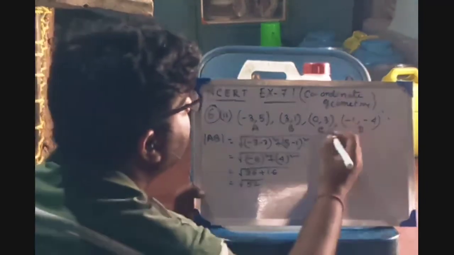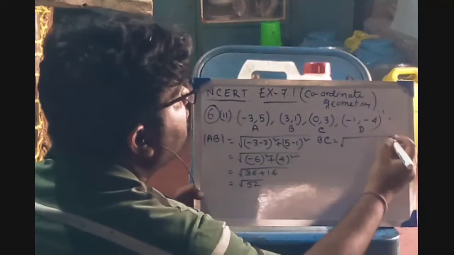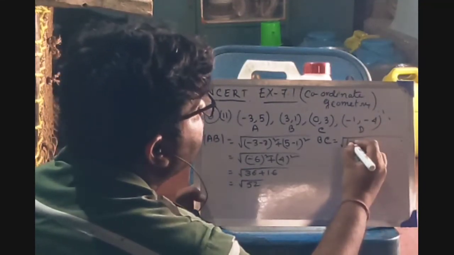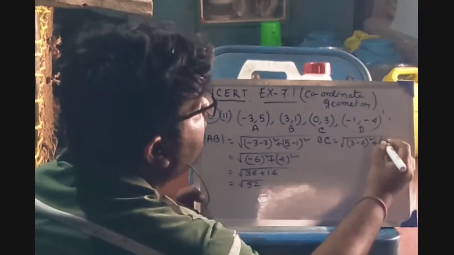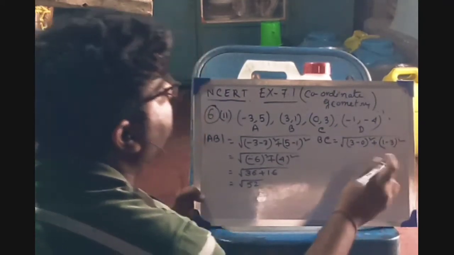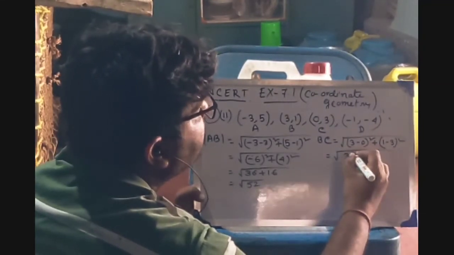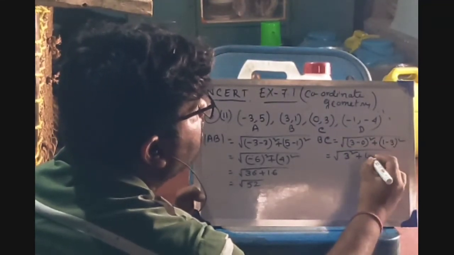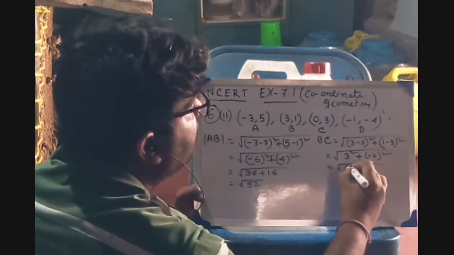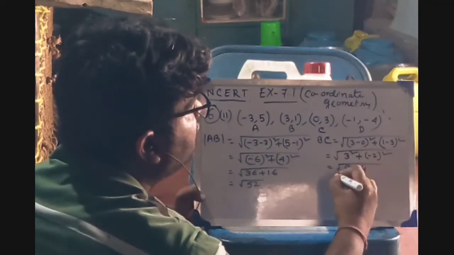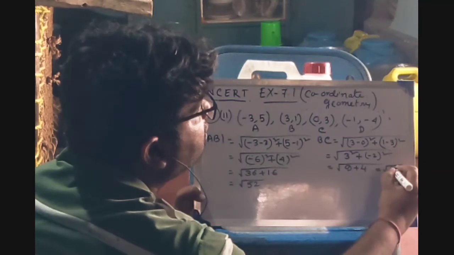Next, BC equals root under of (3 - 0) whole square plus (1 - 3) whole square. So that's equal to root under of 3 square plus (-2) square. That's equal to root under of 9 plus 4, which means root 13.